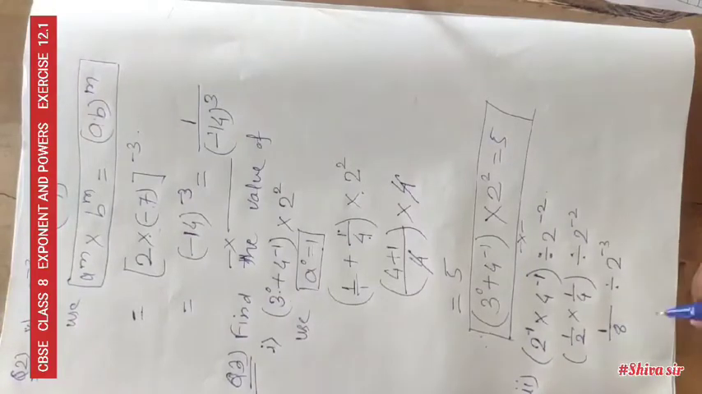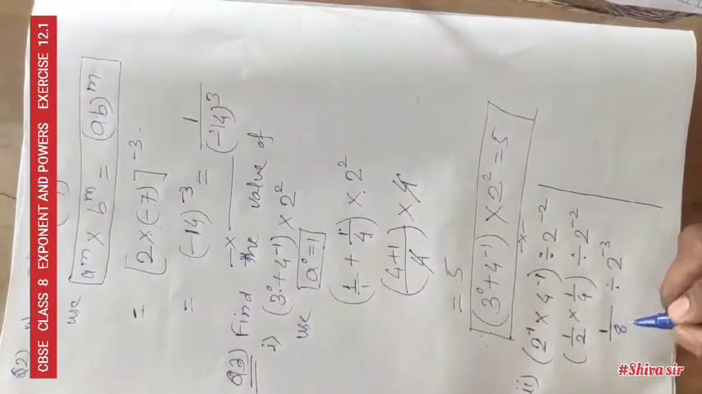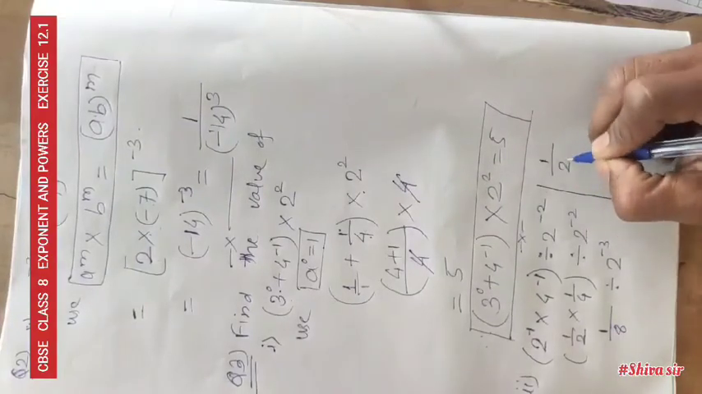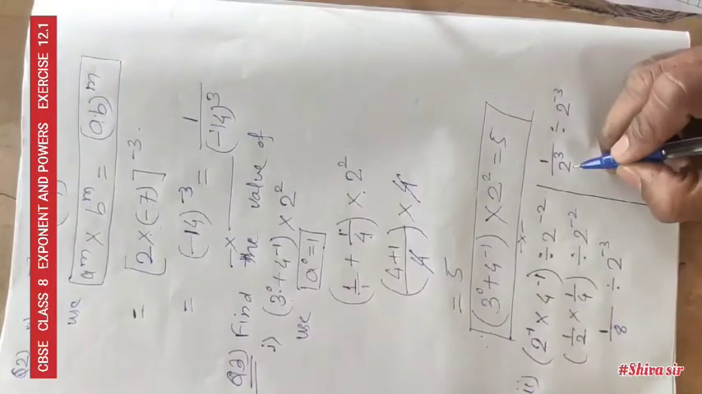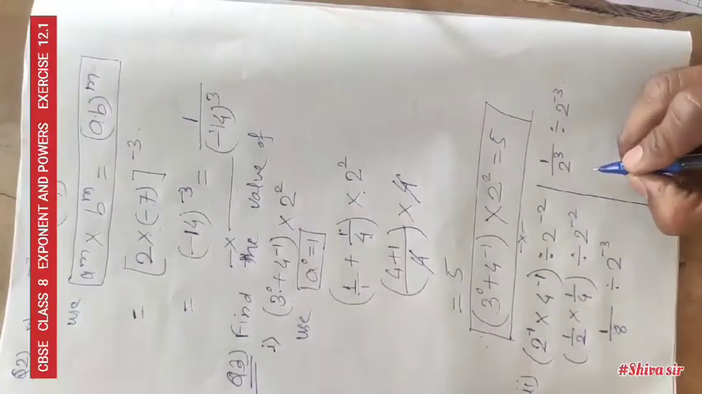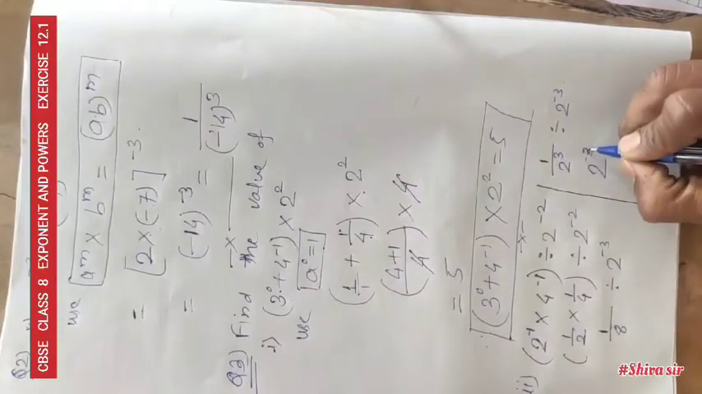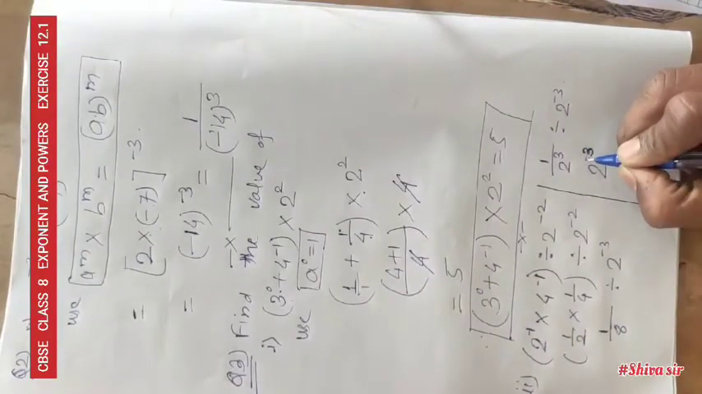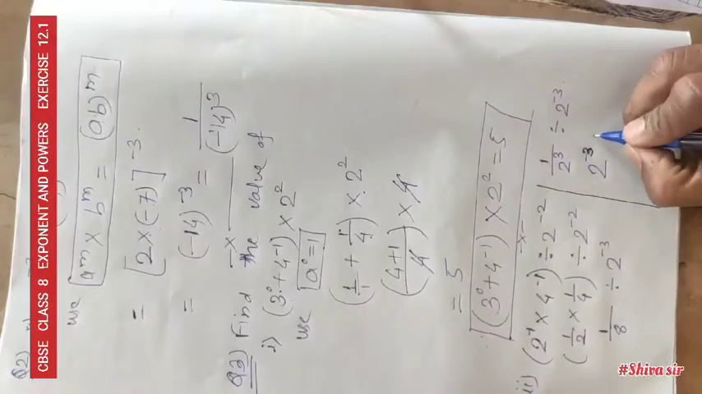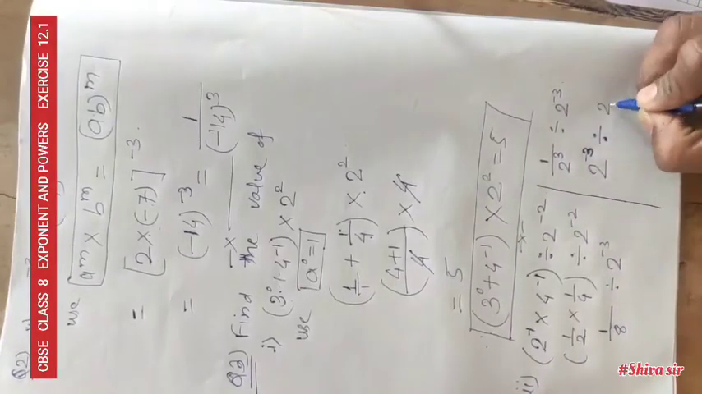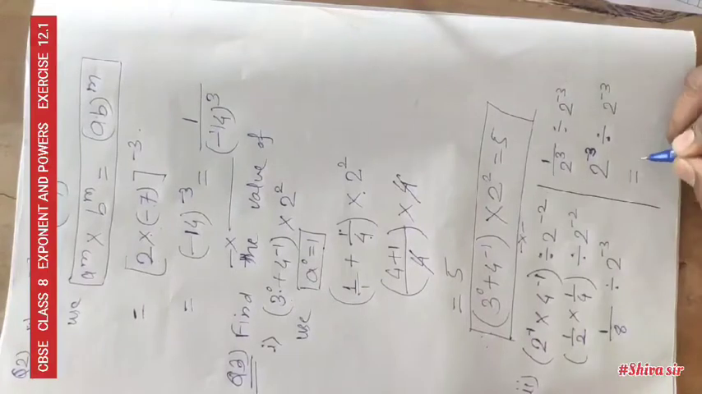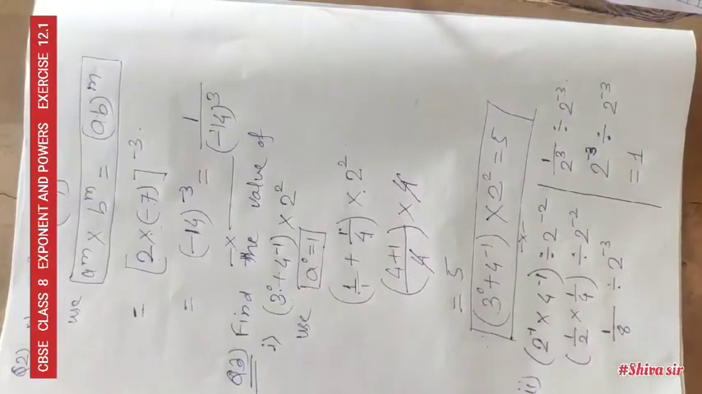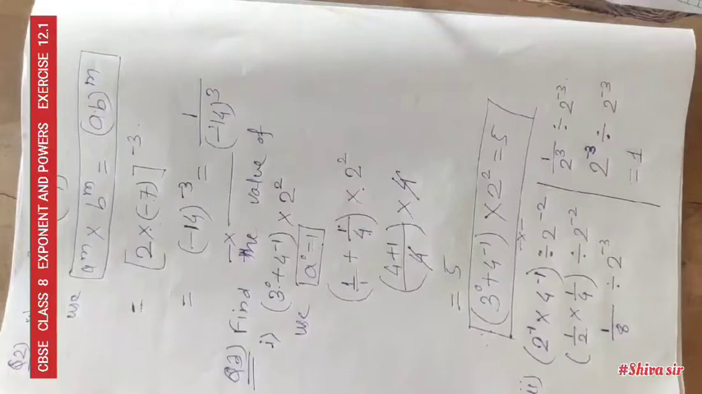And in this example, 1 upon 8, simply write down 1 upon 2 cube, divided by 2 raised to the power minus 3. So 1 upon 2 raised to the power 3 can also be written as 2 raised to the power minus 3 by using the multiplicative inverse. So 1 upon 2 raised to the power minus 3 divided by 2 raised to the power minus 3, and here our answer is always equal to 1, because a similar term is divided by itself. So the answer is always 1.